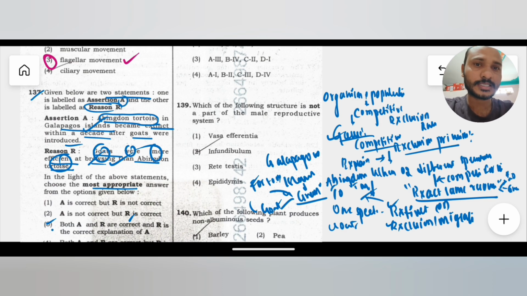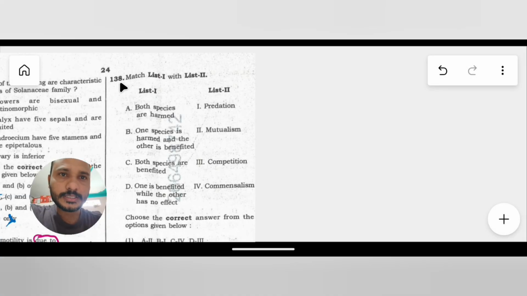So the right answer is the third one: both A and R are correct, and R is the correct explanation for A. So next one, question 131, match the following. Match the type of questions, list 1 and list 2. Here list 1 gives the species interactions, and list 2 gives some organisms.